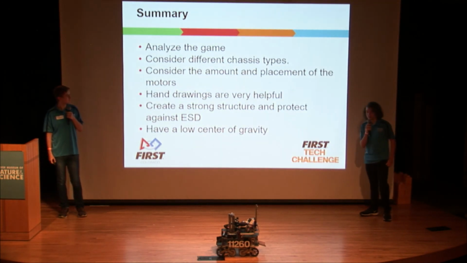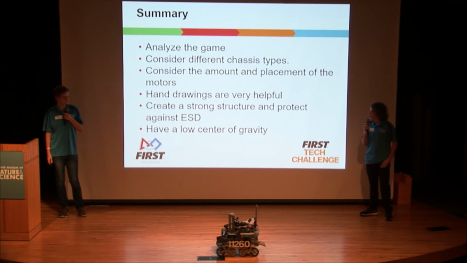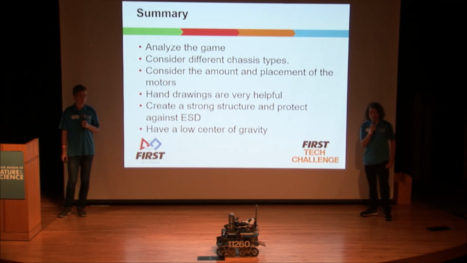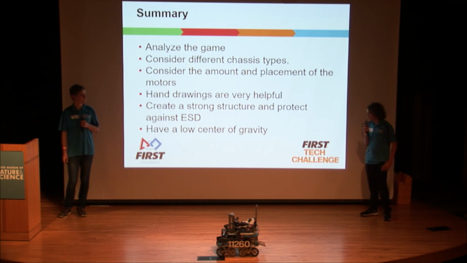So in summary, you want to make sure that at first you analyze your game and figure out what objectives you want to complete. Then consider your different chassis types and which ones will suit your interests the best. Then make sure that you know how many motors you're going to use and the placement of those motors. And then make hand drawings of your robot so that you know where everything's going to fit and make it easier to build. And then create a strong structure and one that will prevent against ESD and tipping.